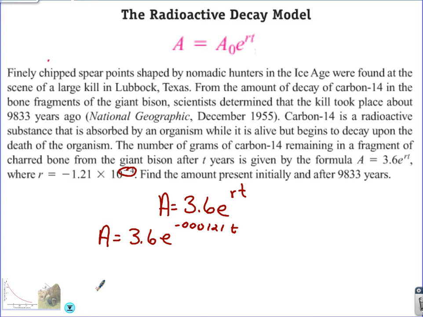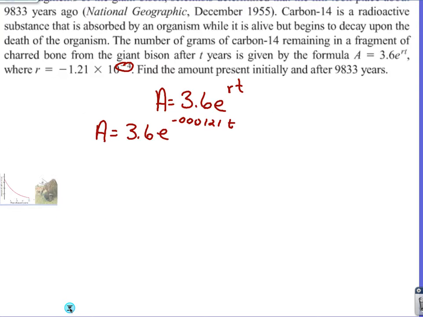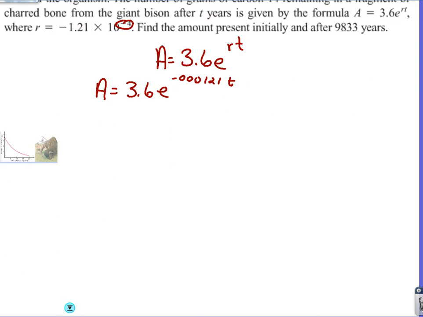Find the amount present initially, and find the amount present after 9,833 years. Now, if you listen to what I said a while ago, the initial amount is pretty easy. If we want to do it the hard way, your initial amount is the amount of carbon that you have when time is 0, at your start point, so plug in 0. Do you see what happens to your exponent? It goes to 0. E to the 0 power is 1. So at time equals 0, how much is present? 3.6, right? Didn't I tell you that's the initial amount right there?